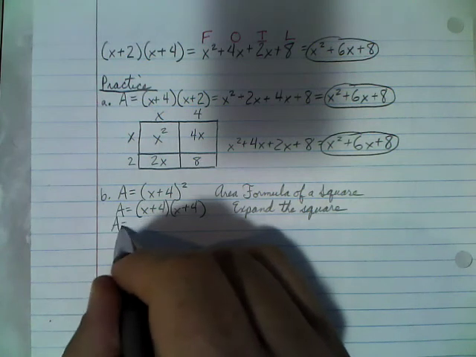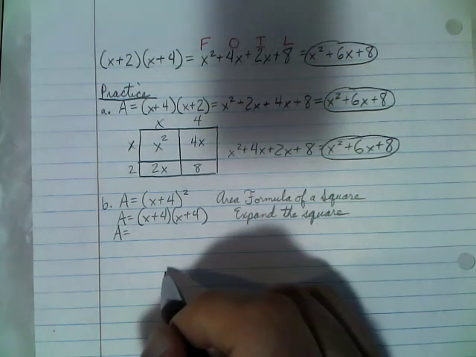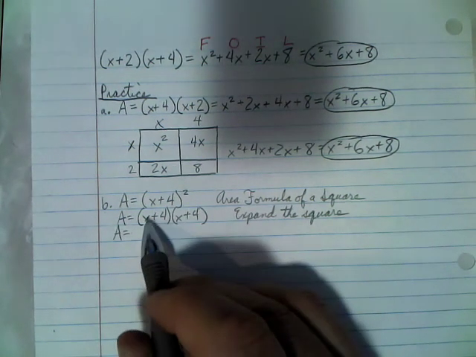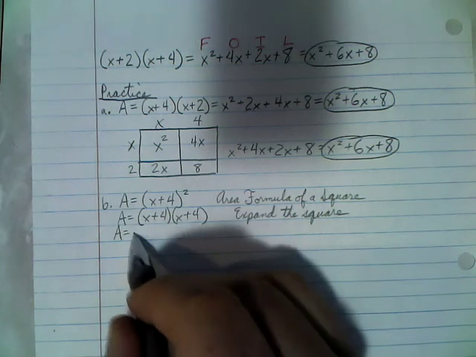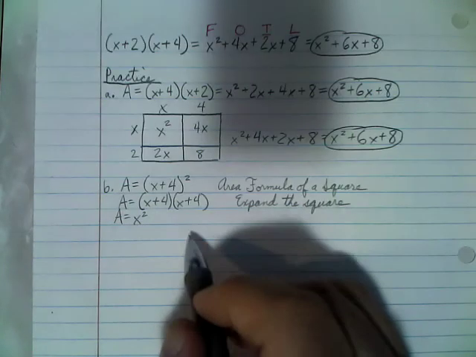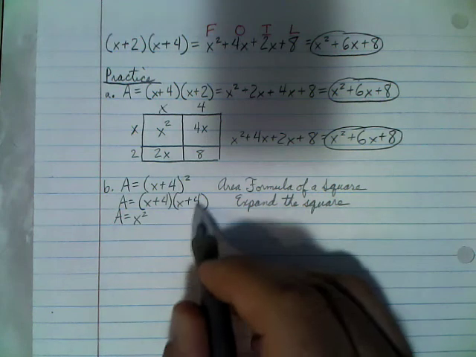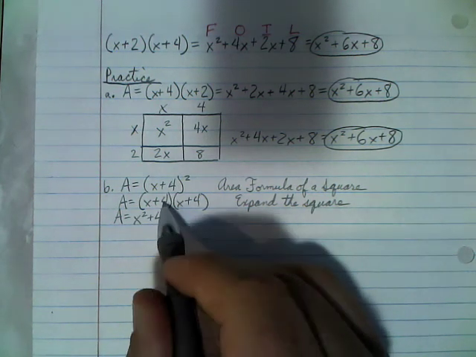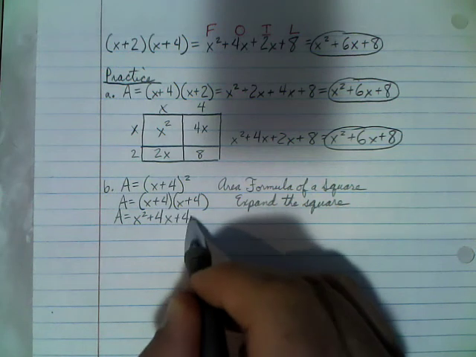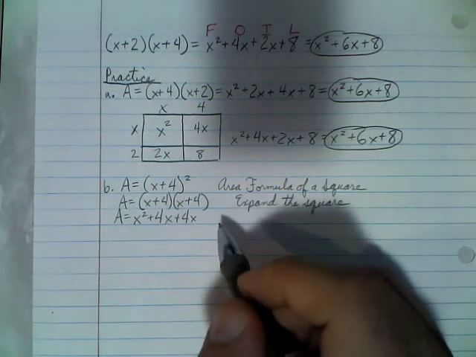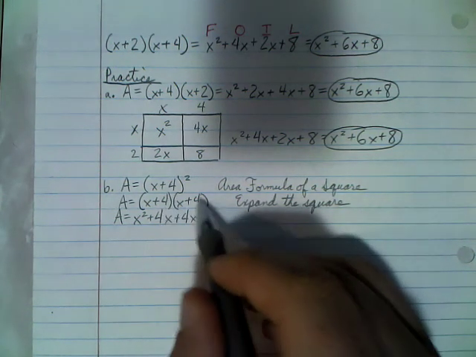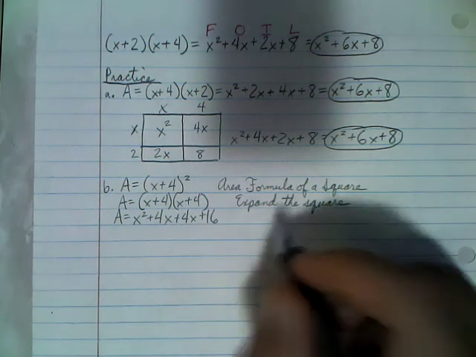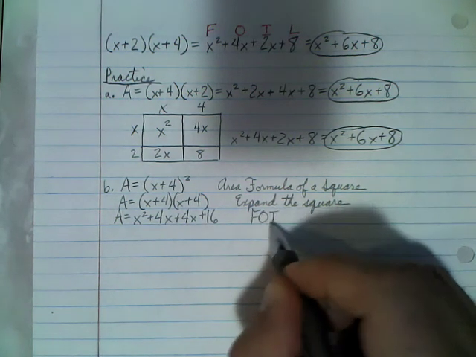And now we're going to go ahead and use our FOIL. So first I have x and I have x, so x squared. Outsides, x times 4 is 4x. Insides, 4 times x is also 4x. And to finish it off, the last 4 times 4 is 16. So FOIL.